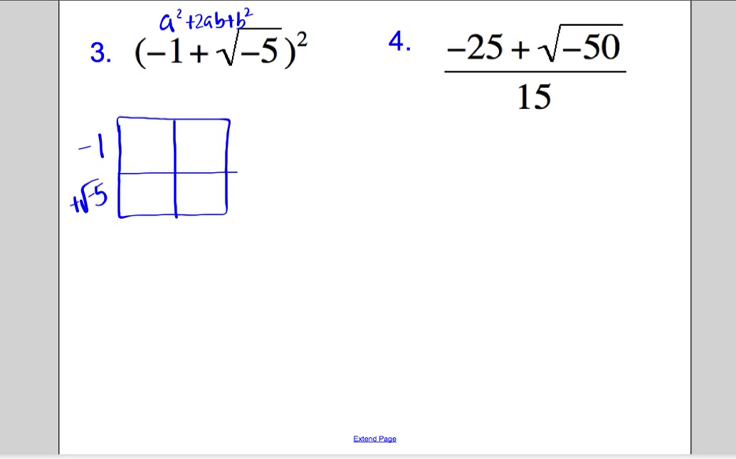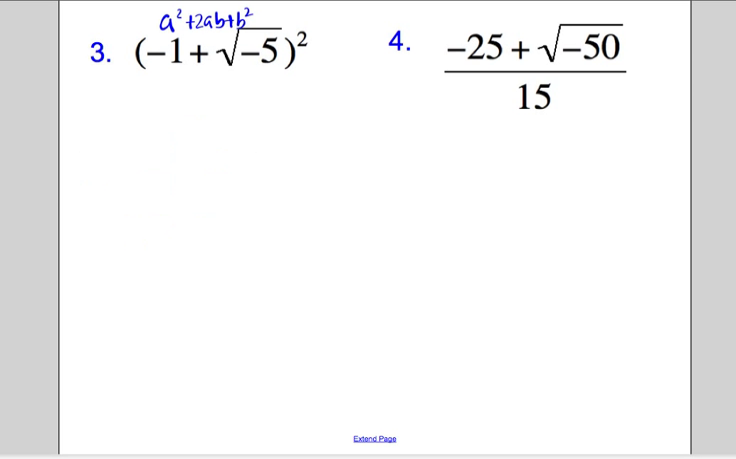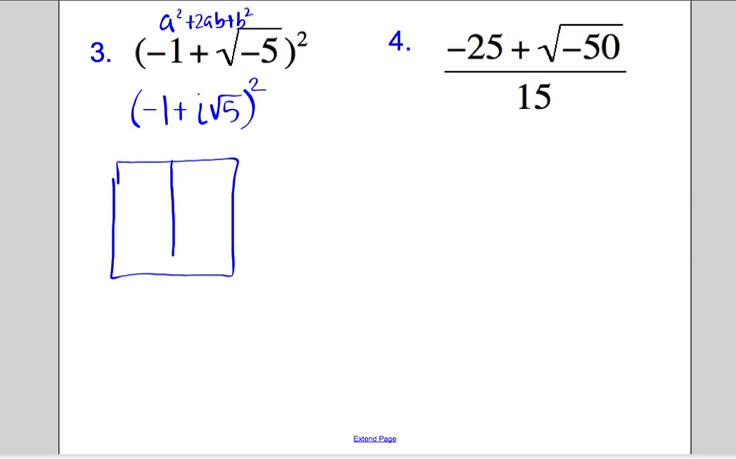Now one more thing I'm going to do before I go ahead and multiply here, I'm going to rewrite this as i square root of 5. So I'm going to pull that square root in front right away, the i in front right away. All right, and now we're all set to multiply. So go ahead and let's multiply.